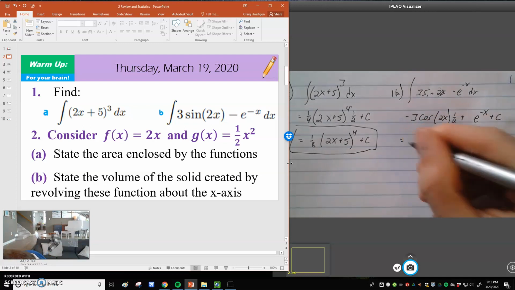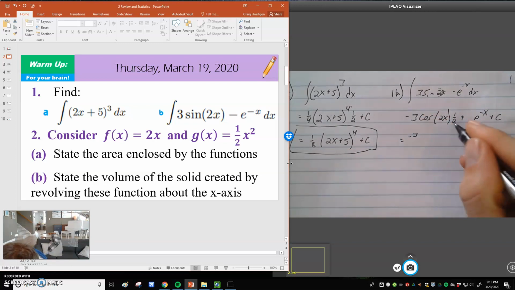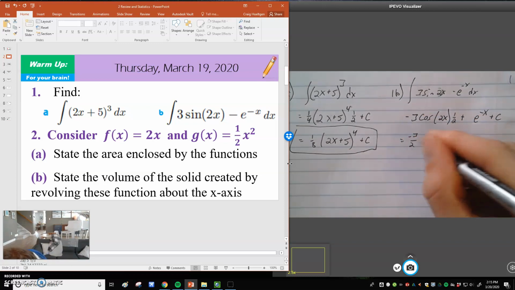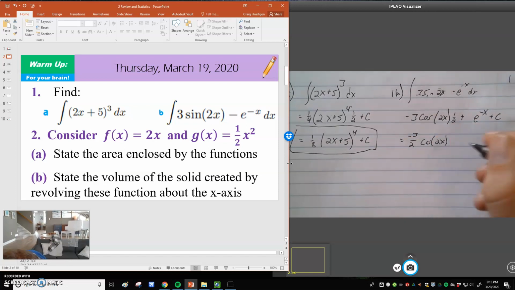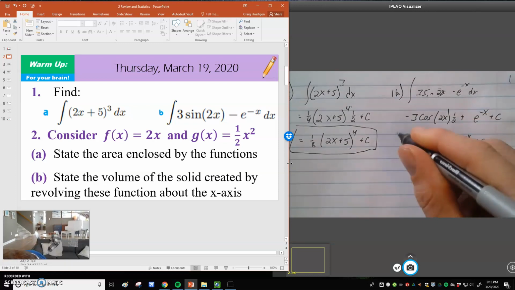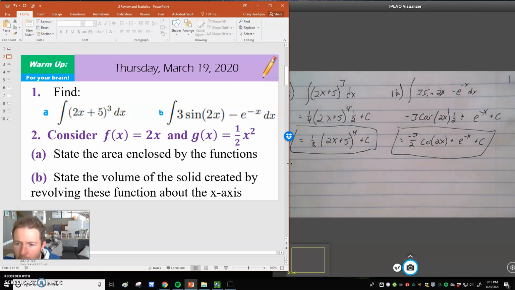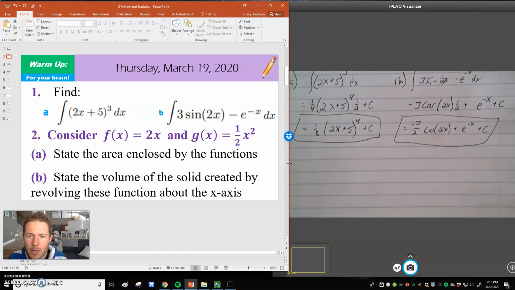And surely for your final step, if this were a test or anything, we'll have -3. We're combining the -3 and the 1/2. So -3/2 cos 2x plus e to the negative x plus c. All right, there's that one. Let's move on to part 2 now.